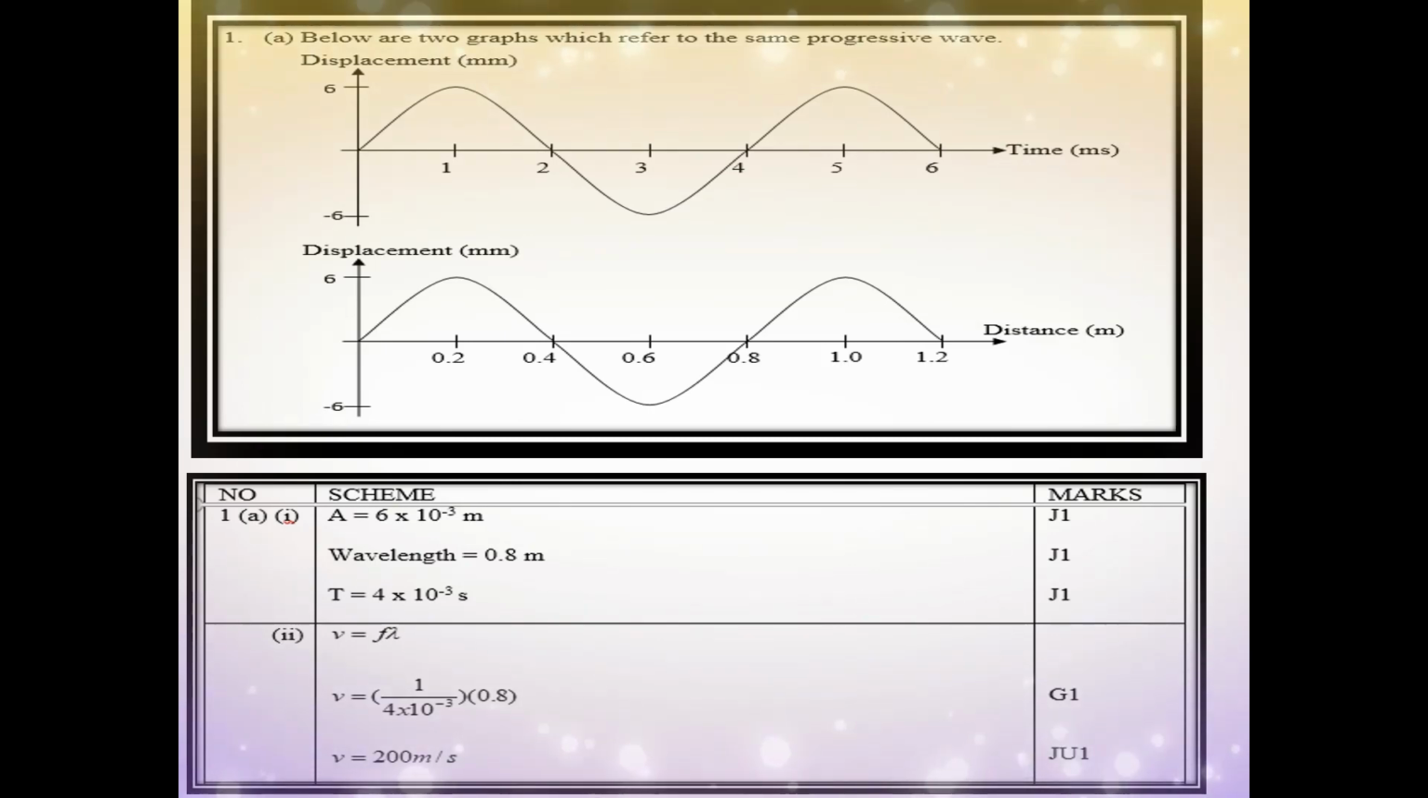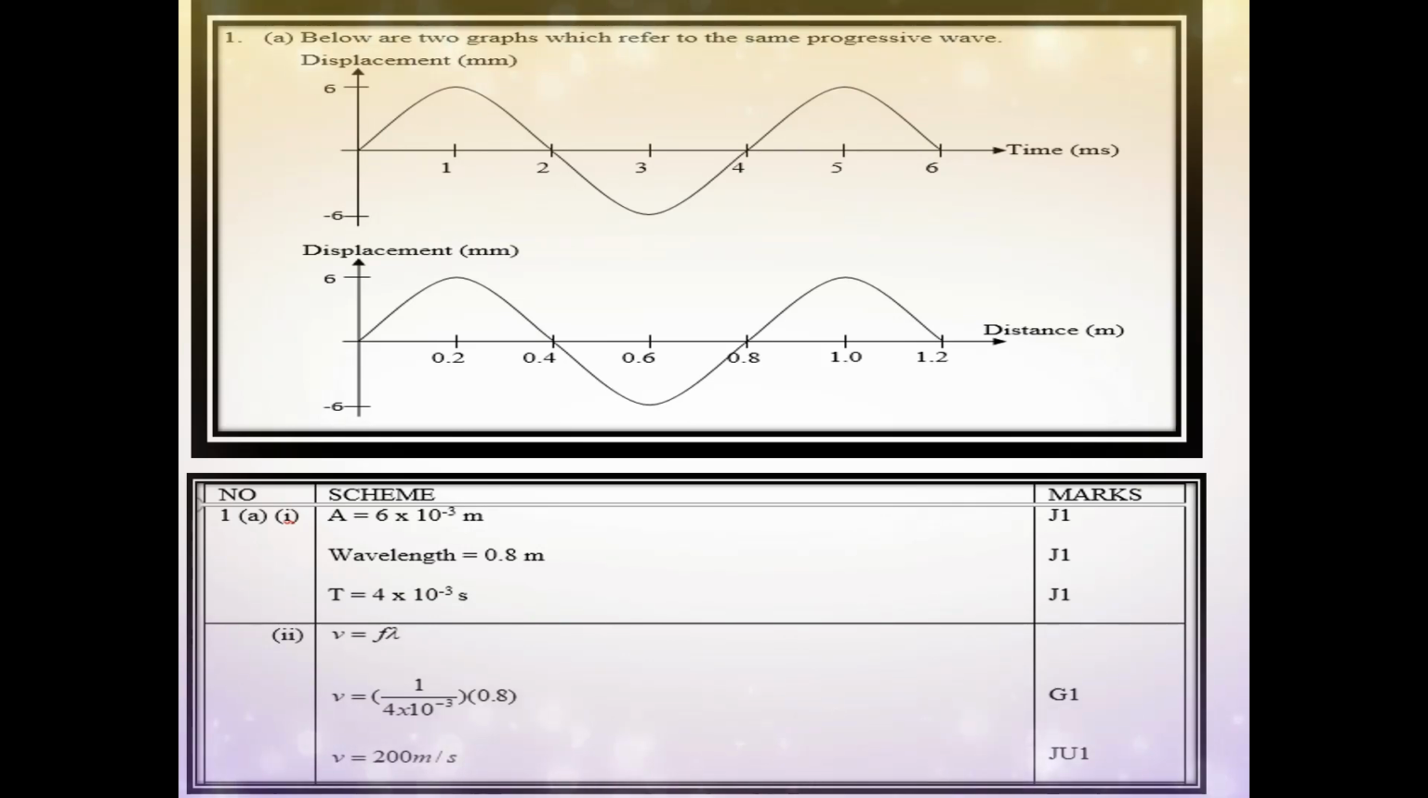Okay, and then wavelength. Wavelength we can determine from the graph displacement against distance. Starting from 0, we know that the value of wavelength is 0.8 at this point. From this point until this point is 1 lambda, 0.8 meter. The one is equal to wavelength.